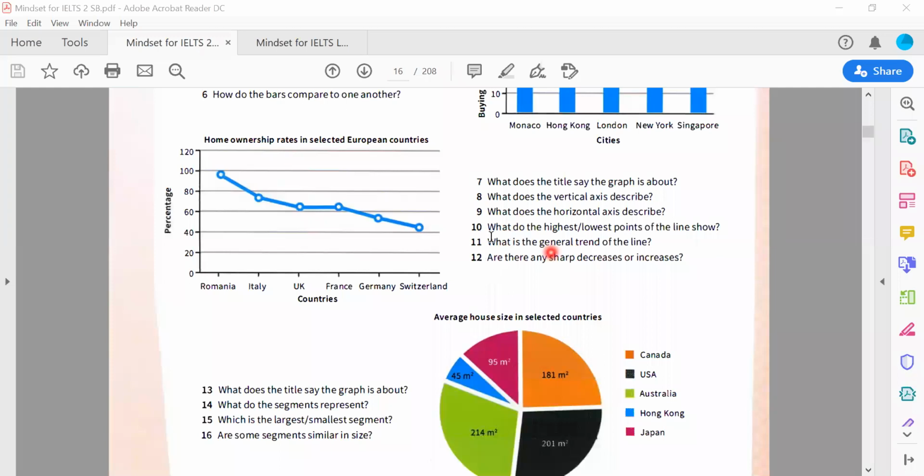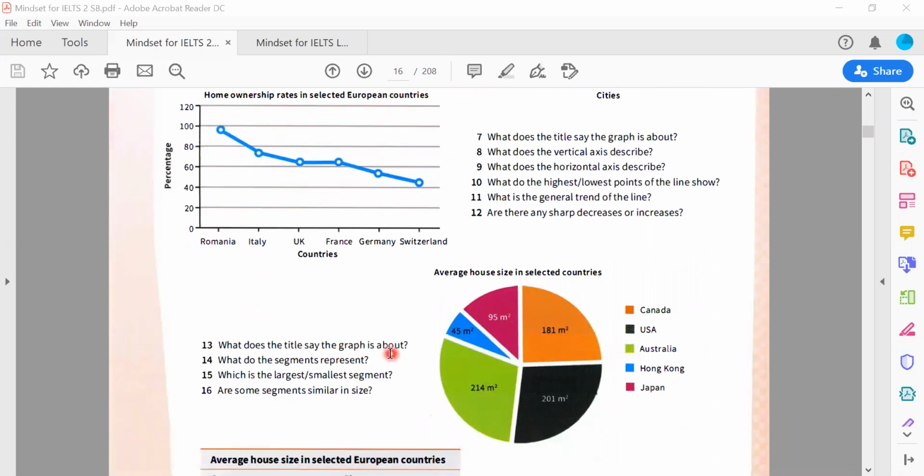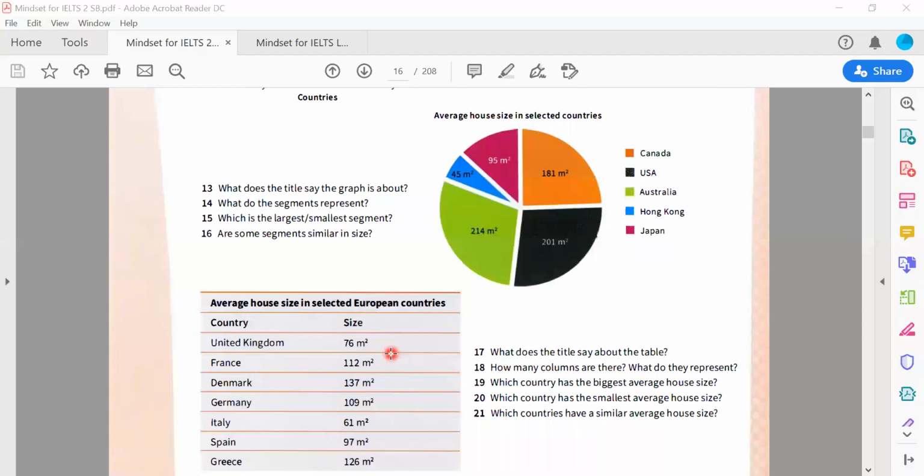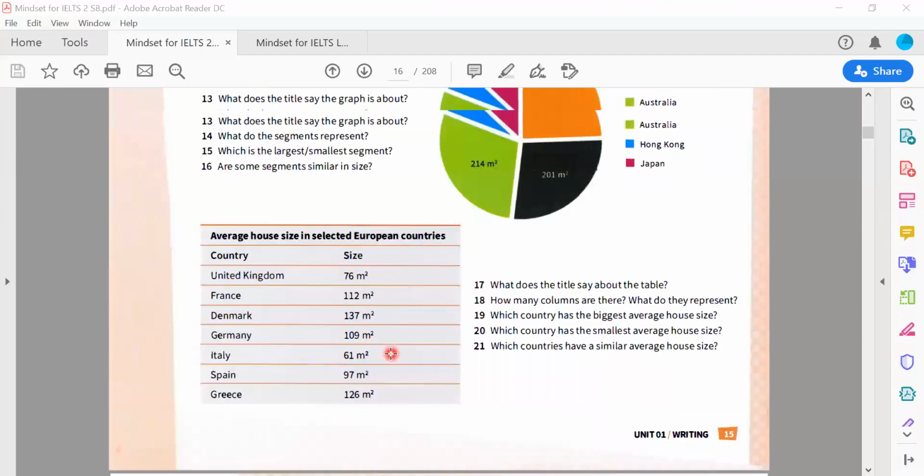This one says, what do the highest and lowest points of the line show? The highest one shows that Romania has the highest percentage of homeowners, and the lowest shows that Switzerland has the lowest percentage of homeowners. Wow, that's awesome. Thank you.